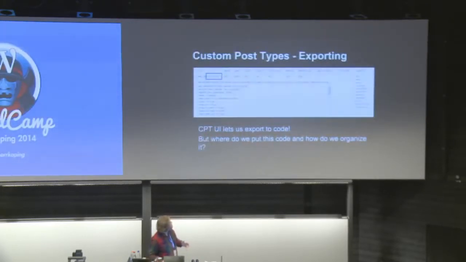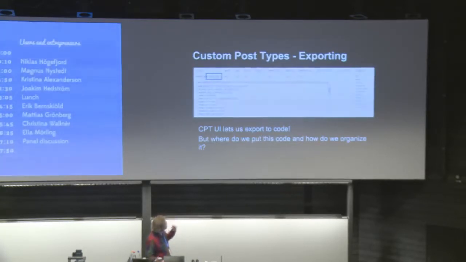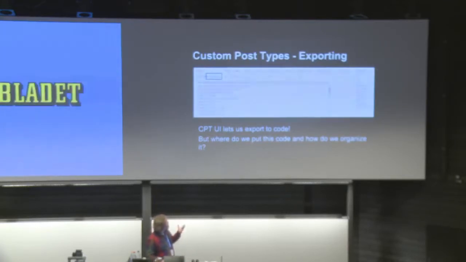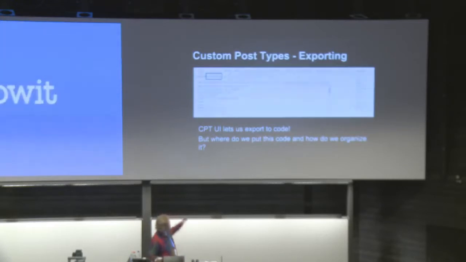So, Custom Post Types UI lets us export our custom post types into code. That's great. That means that we don't have to have it in the database. But we have our code now. Where should we put this code? And how should we organize it? Should we put it in the theme? In fact, even if you read, it says place the below code in your theme's functions.php file.